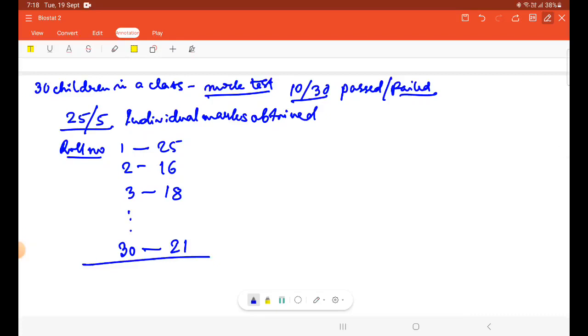We can arrange them in ascending and descending order of marks also. Say the highest mark is 25, roll number 1, then roll number 30, 21, then roll number 3, 18 marks, then roll number 2, 16 marks. So we have arranged them in descending order. That is how we present.